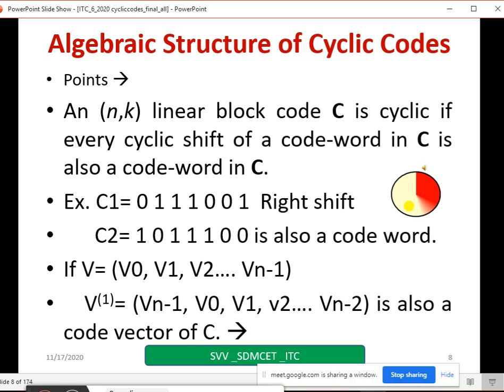An (n, k) linear block code C is cyclic if every cyclic shift of a code word in C is also a code word in C. One numerical example is shown to you. 0111, right shift, I'll get 1011. If it is also a part of the code words, then definitely I can say it is a cyclic code. So let me go to the next.